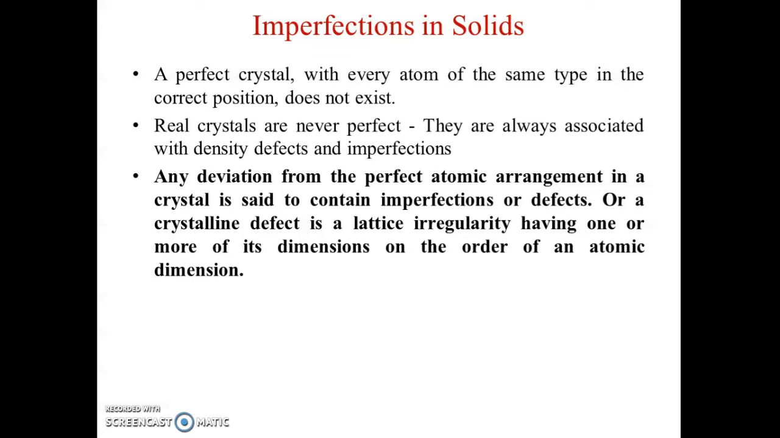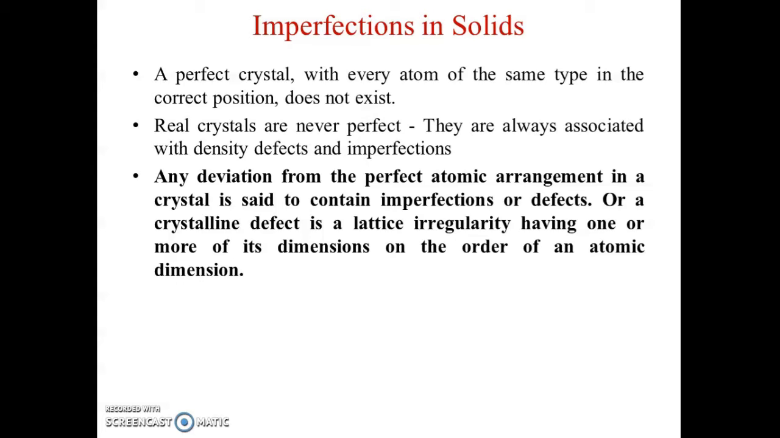Is it so in the case of real crystals? Real crystals are like us, human beings. They are never perfect. They are always associated with some defects or imperfections. So what is a crystal defect? It can be defined as any deviation from the perfect atomic arrangement in a crystal.